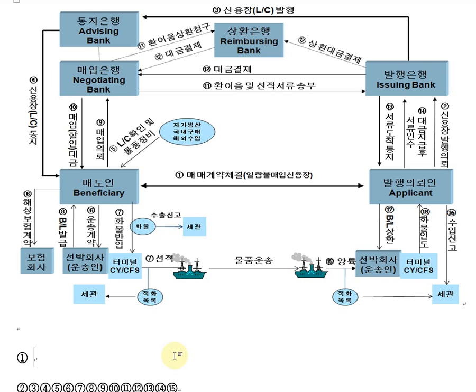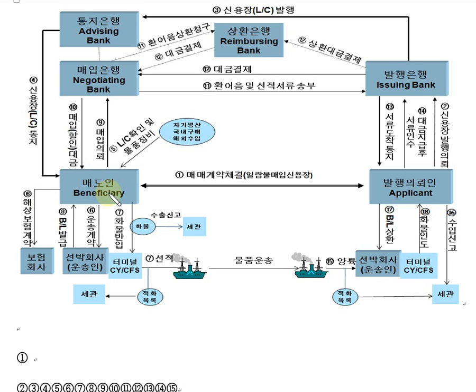Then, according to the numbers described in the illustrations, we added explanations in English instead of Korean written down, and I think it will be very helpful for you in understanding the whole diagram, how letter of credit works. Okay, then let's go. Number one.